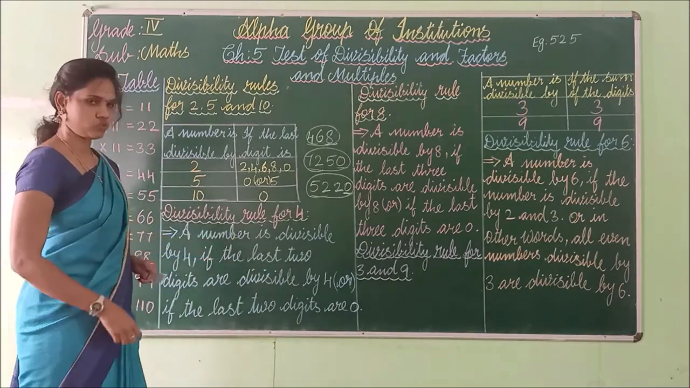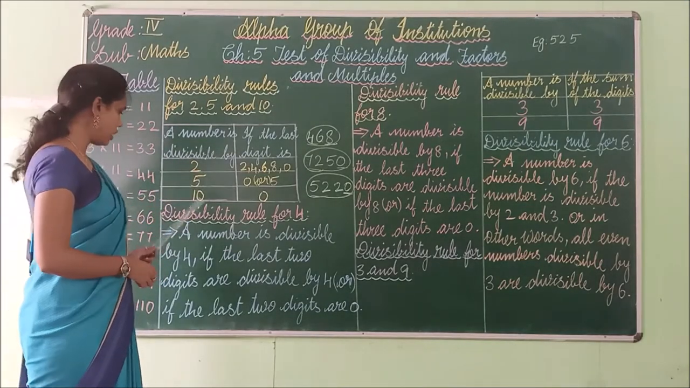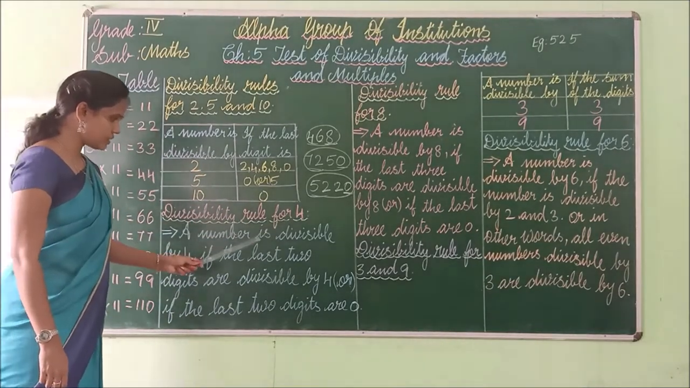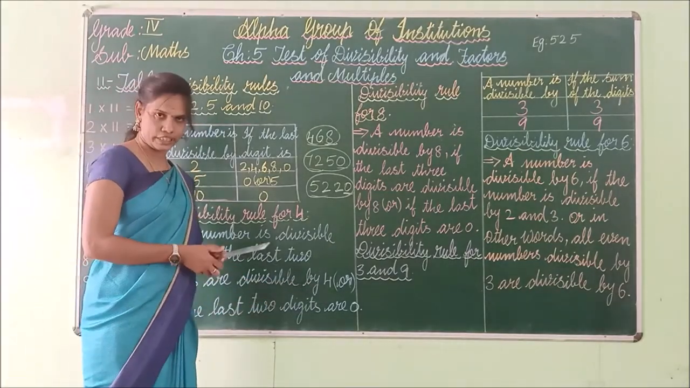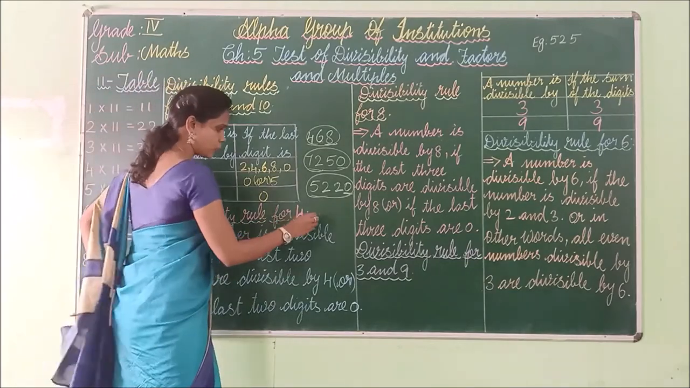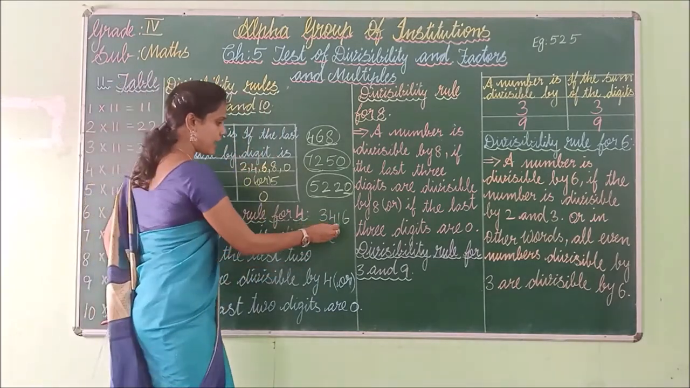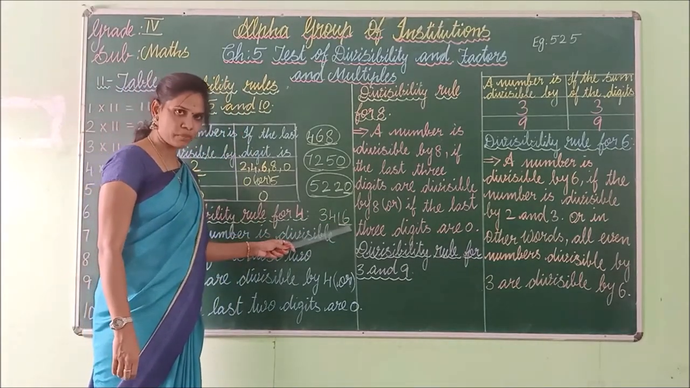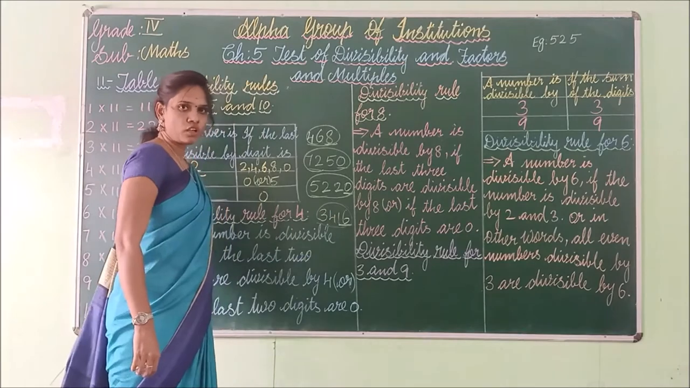Divisibility rule for 4. Just now we have seen divisibility rules for 2, 5, 10. Now we are moving to the divisibility rule for 4. See the rule here. A number is divisible by 4 if the last 2 digits are divisible by 4 or if the last 2 digits are 0. Suppose 3416. The last 2 digits are 16. If the last 2 digits are divisible by 4, the full number will be divisible by 4.